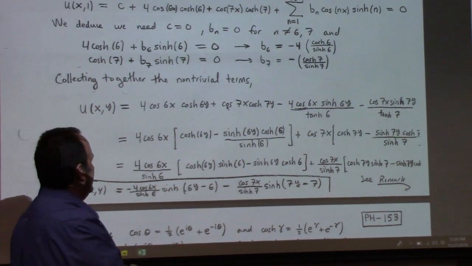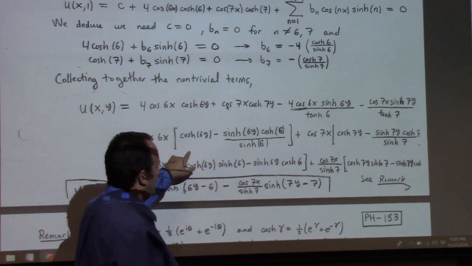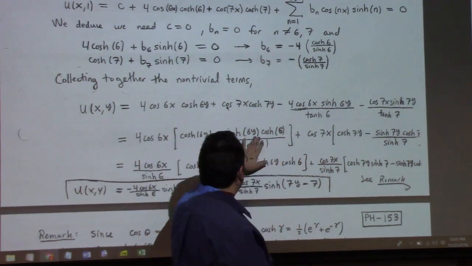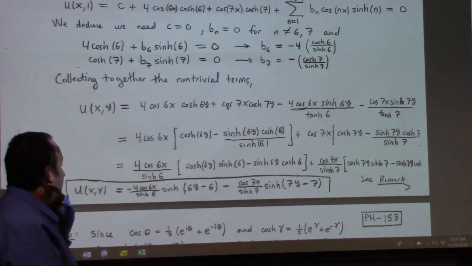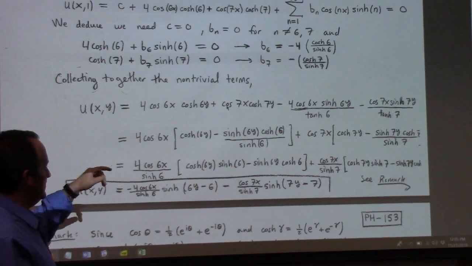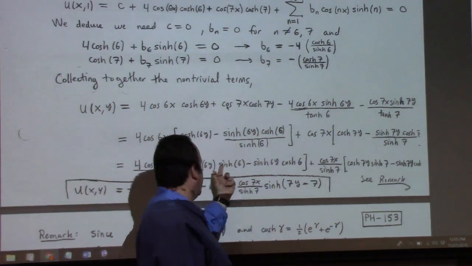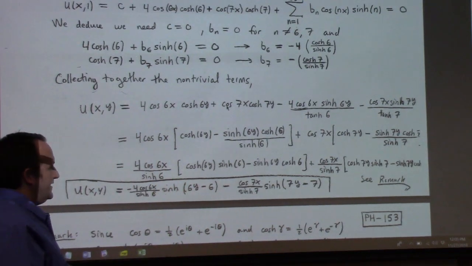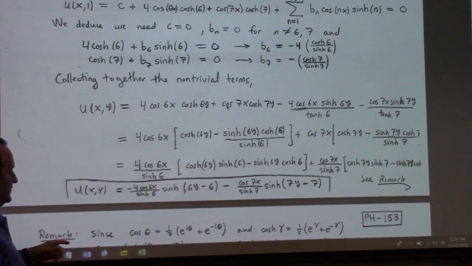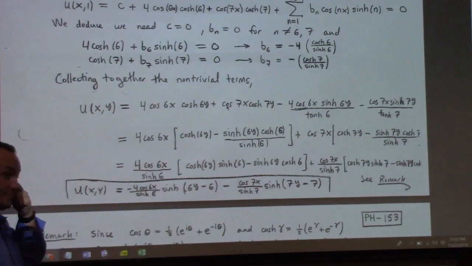And then I collected the cosine 6 terms and the cosine 7 terms together, and it gives you these. And then what do I do? I made a common denominator. I pulled my sinh 6 out, sinh 7 out, and that gives me this. And then there's an adding angles formula for cosh and sinh, which allows you to rewrite the answer like so. And that's the answer that's in the back of the book.